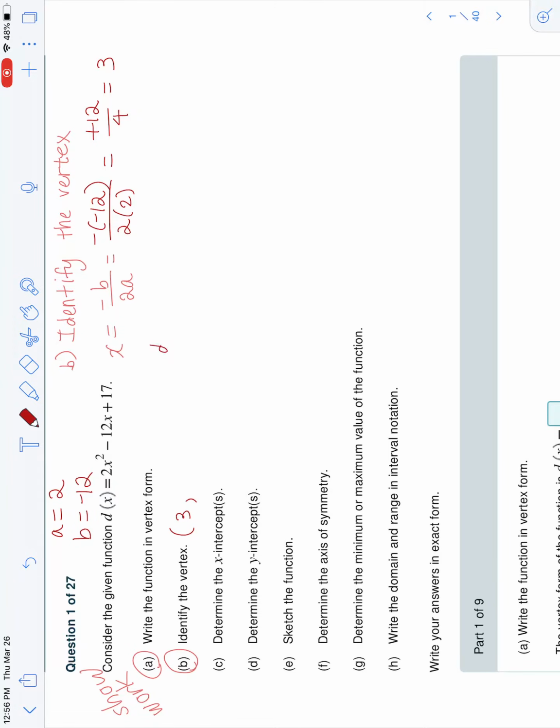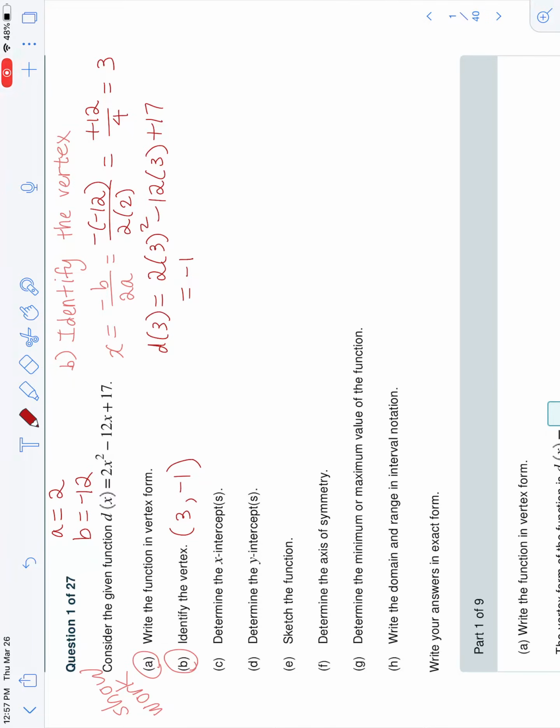And the y-coordinate, you're going to have to plug it into the function. So find d of 3. That will be 2 times 3 squared minus 12 times 3 plus 17. This is something I will ask you to show work for. So this problem, when you are doing this on Alex, you need to show me your handwritten work. Okay, there are a couple problems where I will ask you to do that. Now this comes out to be negative 1, so we found the vertex to be 3, negative 1.